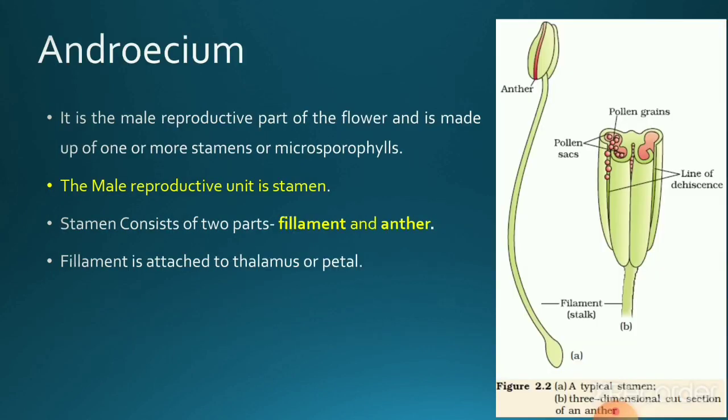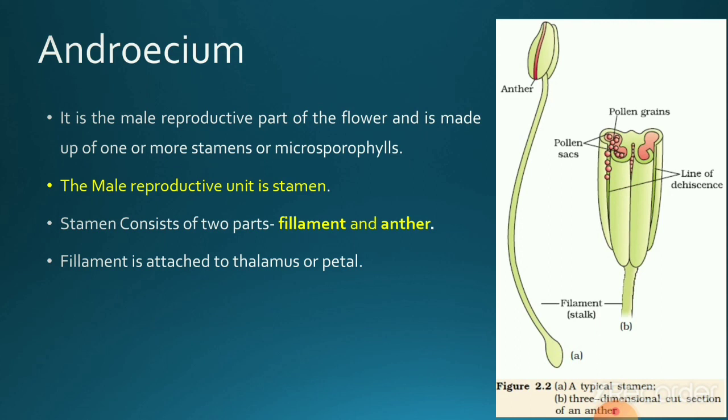Now, the male reproductive part of the flower, as we have already discussed, is called the androecium, and it is made up of one or more stamens. The single unit of androecium is called the stamen or microsporophyll, because the male gametes formed in this androecium are smaller in size. They are called the microspores. So hence stamens are also called the microsporophylls.